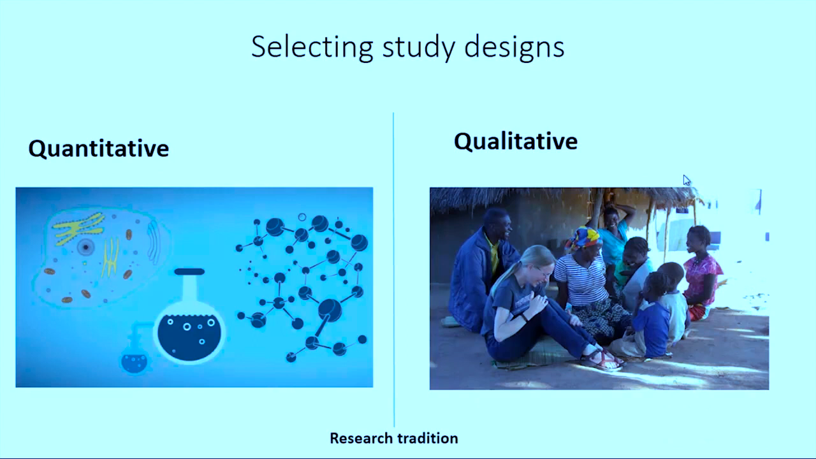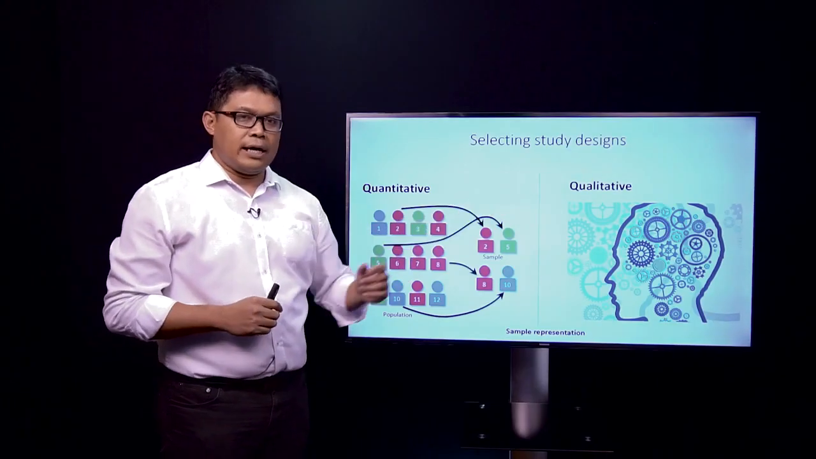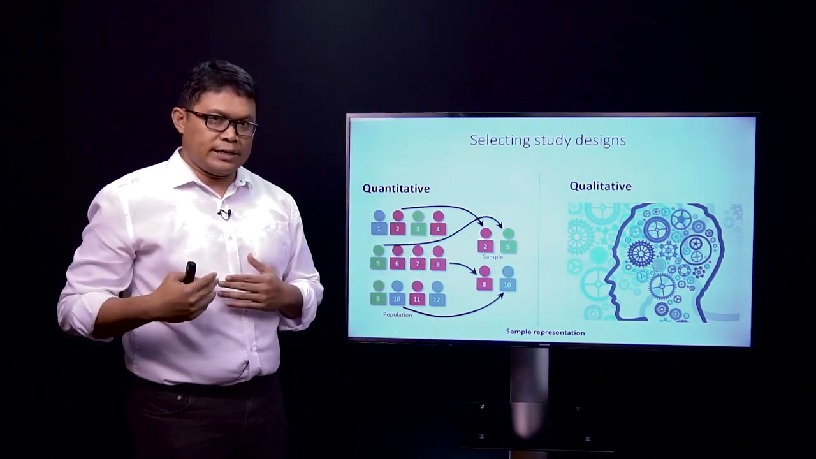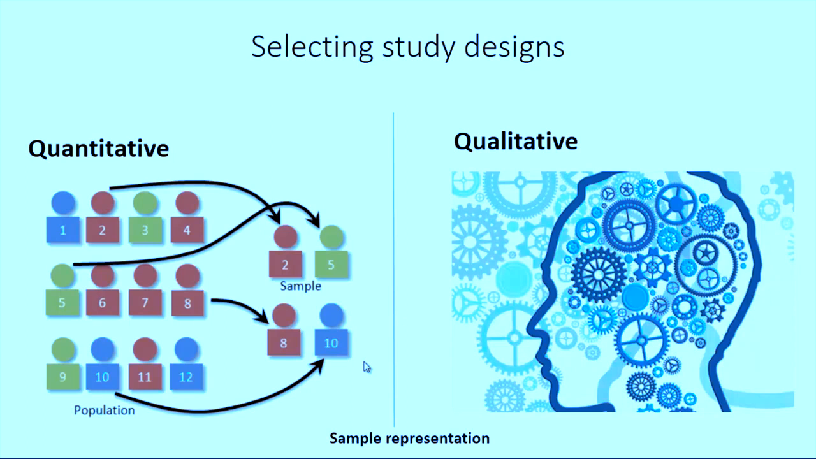In quantitative study, the research tradition comes from the natural sciences, while in qualitative study, the research tradition comes from the social sciences. In quantitative study, the sample represents the population from which the sample is selected. In that case, the sample size will influence the representativeness of the sample from the population. On the other hand, in qualitative study, the sample does not represent the population. In qualitative study, the sample represents the phenomena.